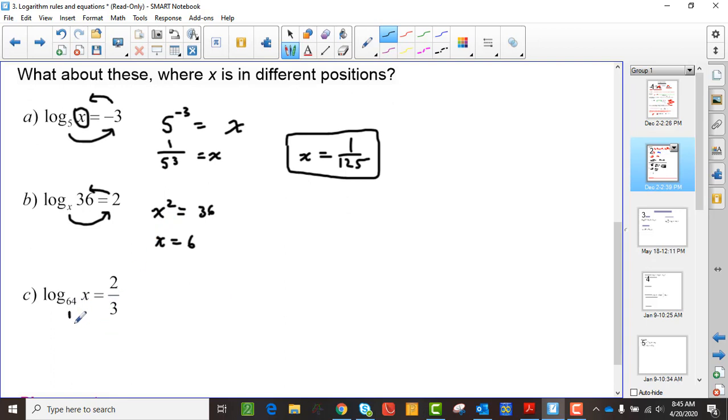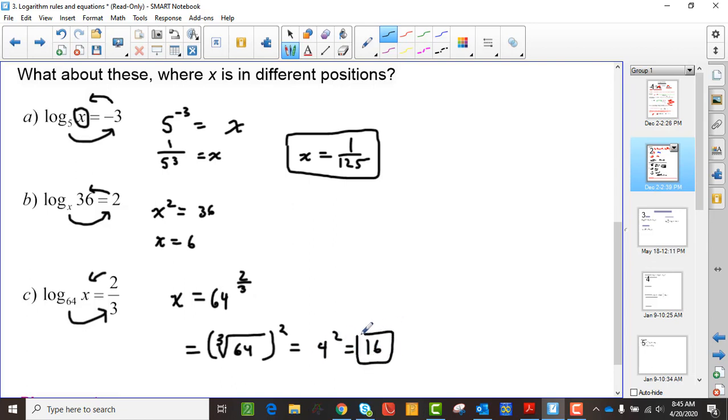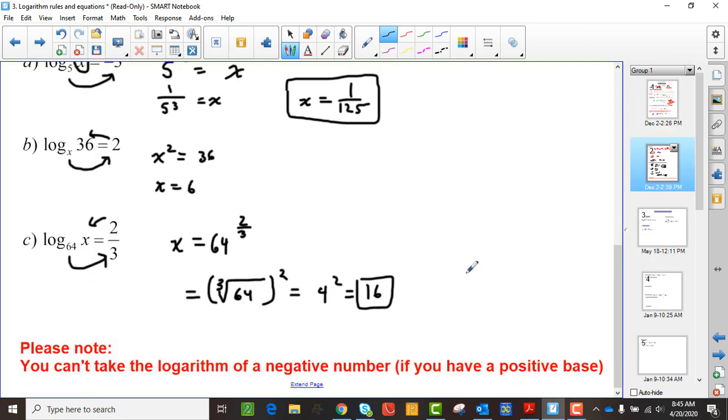Here, again, take the base, raise it to the exponent, and we get the argument. So x is going to be 64 to the 2/3. Okay, then we just have to figure out what that is. Well, that's the cube root of 64, and then squared. We did some rational power stuff earlier. The cube root of 64 is 4, and 4 squared is then 16. So the answer is 16. X is 16. Okay, so that's the idea behind logarithms.